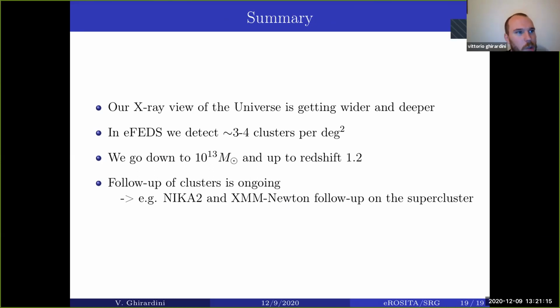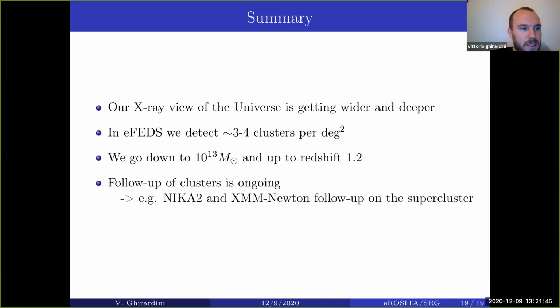And also it was showcasing the fact that we can go down to 10 to the 13 solar masses, and we can go up to redshift of 1.2. And also we have discovered a few superclusters, and in particular on the one at higher redshift, we have uGMRT dedicated observations next week, and in this winter in general, we'll have dedicated NIKA2 observation in order to measure possible KSZ induced by the merger.